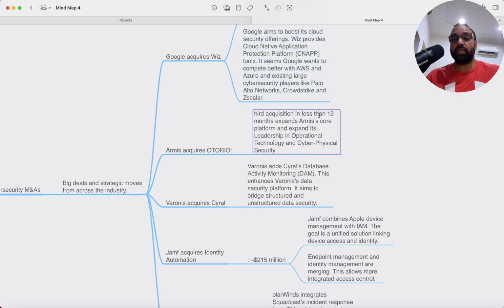Moving on, Armis, a very popular OT security company, acquired another company called Otorio. This is their third acquisition in the last 12 months, and they're expanding their core platform and have added this capability for cyber physical security. So, a very interesting use case that they're covering. Also, Varonis is a very popular data security company. They acquired Cyral, a database activity monitoring platform. So they are building a full-scale data security, data monitoring capability for both structured and unstructured data.